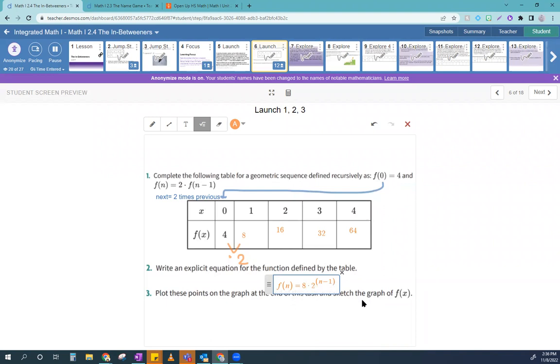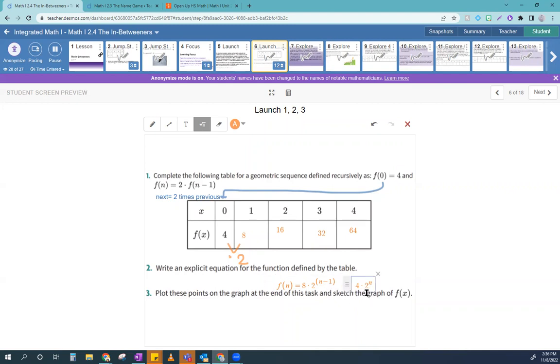Someone else in the chat put this one. Someone put 4 times 2 to the n. And the only way that I'm going to check this is I'm going to plug in some random guy, 3, and see if it works. So 2 cubed is 2 times 2 is 4 times 2 is 8. And 8 times 4 is 32. So this one also works, Miss Johnson.